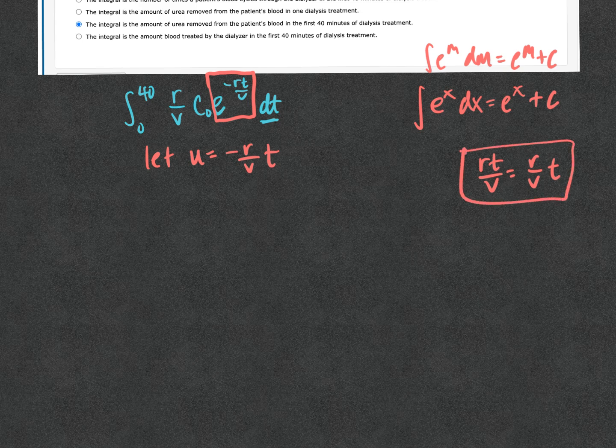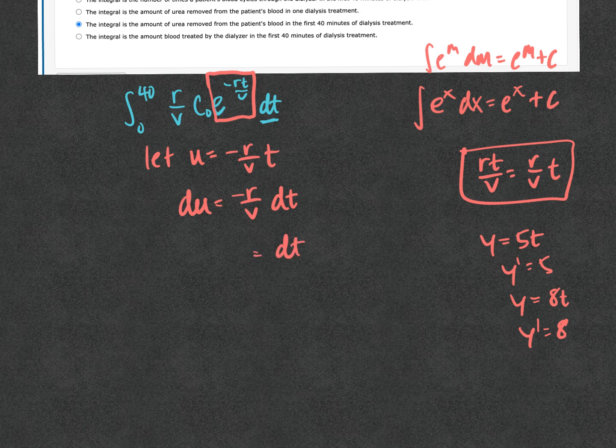So this is a note board over here. I think if I erase it, it goes away completely, so let's not. Then let's talk about du. If you have y equals 5t, the derivative of that is 5. If you have y equals 8t, the derivative of that is 8. So if you have y or u equals negative R over V times t, the derivative of that is a constant, which is negative R over V, and the derivative of t is dt. So let's solve that for dt. dt then equals negative V over R du. If that does not make sense, back up and think it through again.